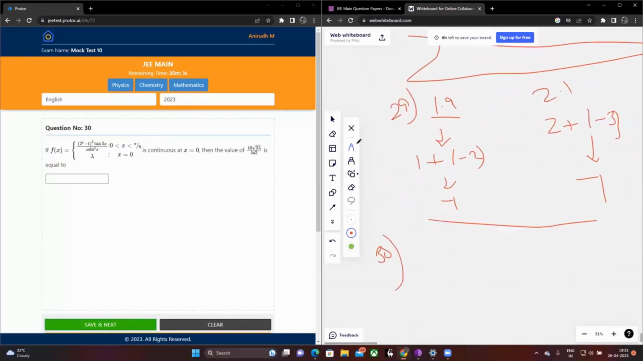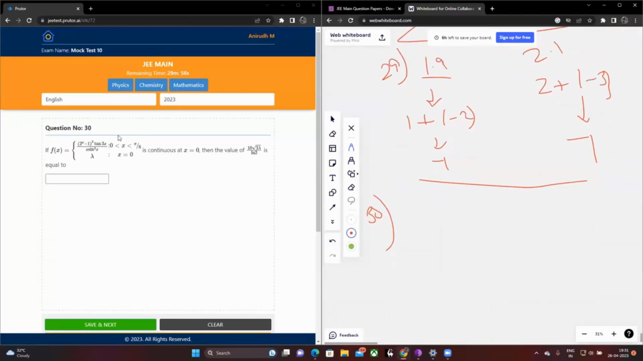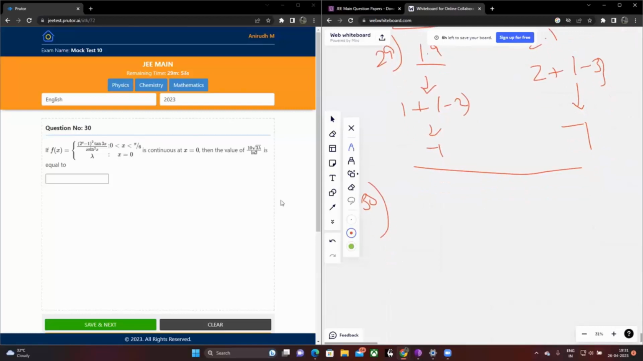Question 30, last of the maths questions. This is (2 power x minus 1) whole square tan 3x by x sin square x, right? First of all, just remember that having x as a denominator simplifies things a lot, instead of sin square x. So multiply and divide this whole function by x squared. So basically what you get is (2 power x minus 1) whole square into tan 3x divided by x sin square x, right?